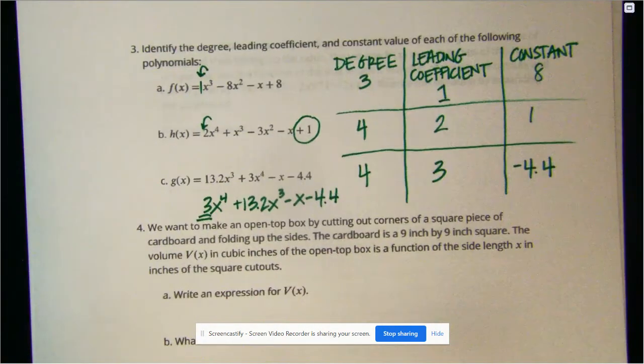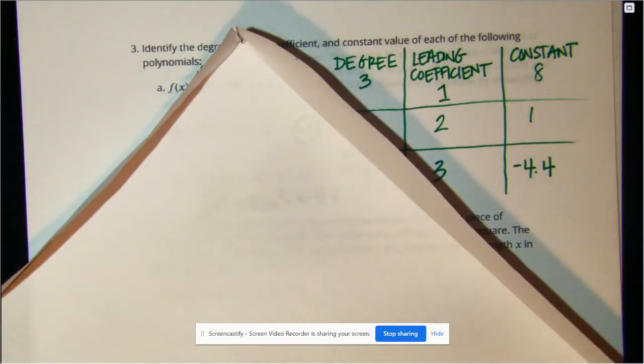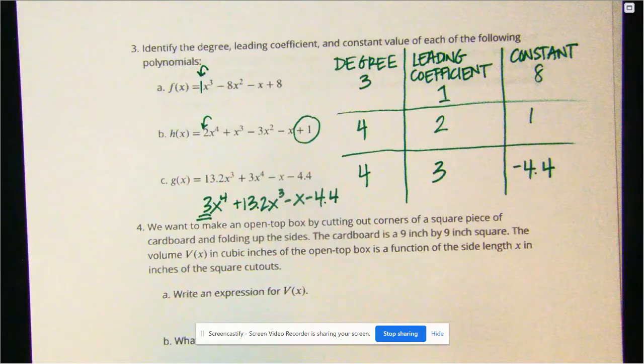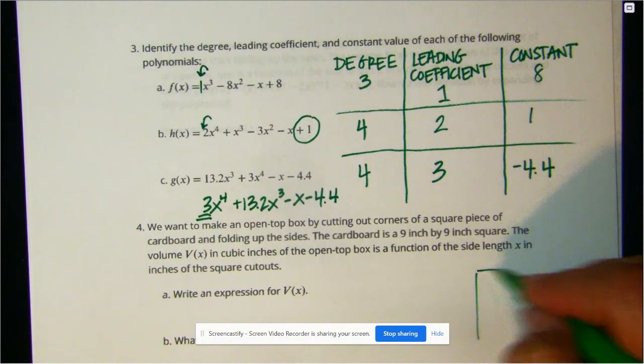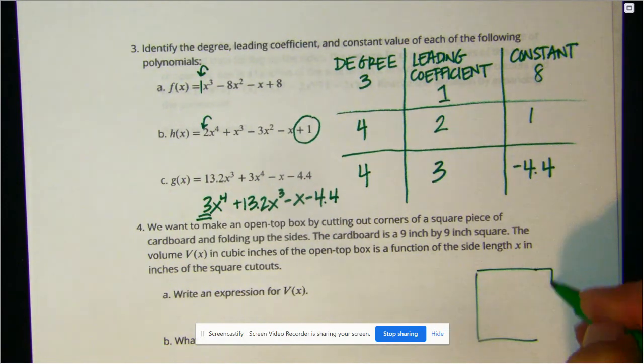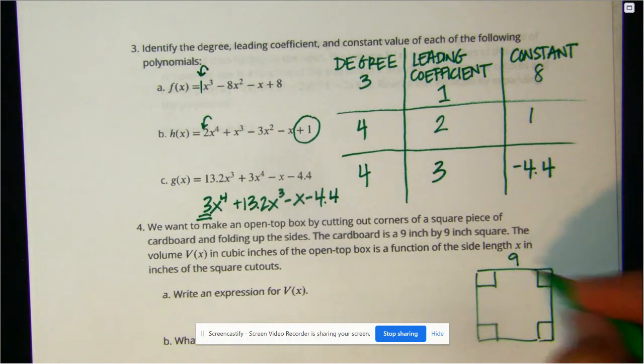We want to make an open top box. Oh my gosh, here it is again, that open top box problem. It's not going away, my friends. We're going to cut out the corners of a square piece of paper. The cardboard is 9 by 9. If you understand this problem, it's not that hard, right? You're cutting out corners of a piece of paper. This time it's a 9 by 9.